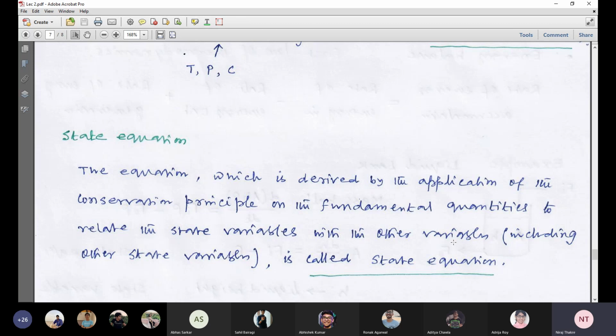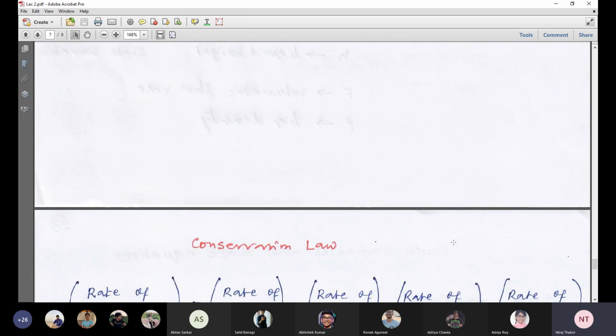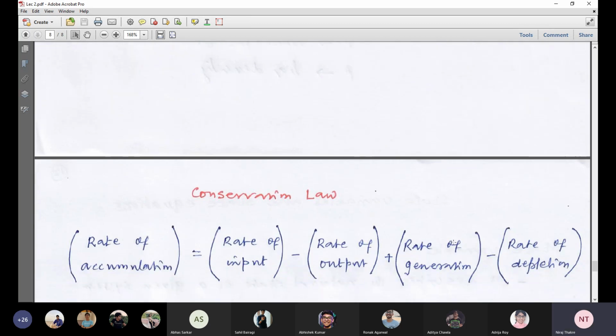Fine. Now let us take one simple example to understand this. I think you know this conservation principle. It is written in generalized form. This is the conservation law. In generalized form, you see, rate of accumulation equal to rate of input minus rate of output plus rate of generation minus rate of depletion.